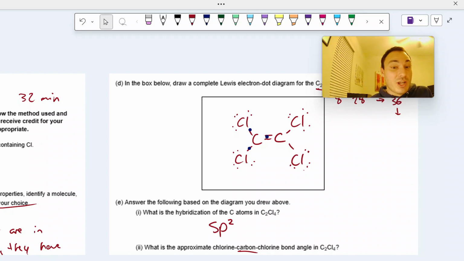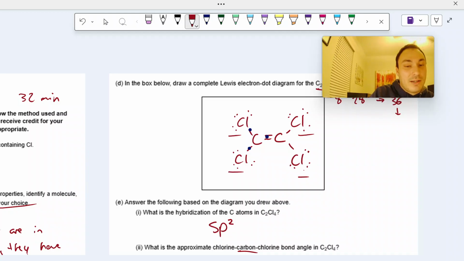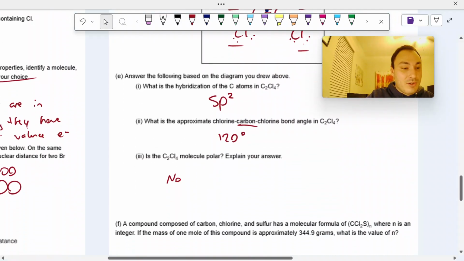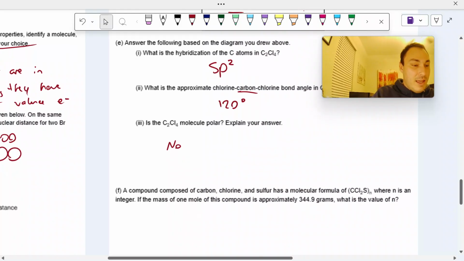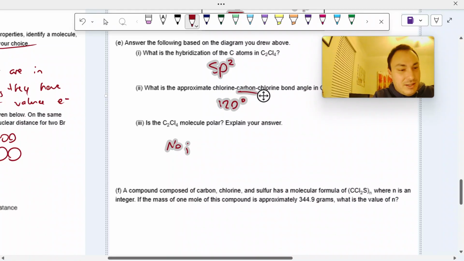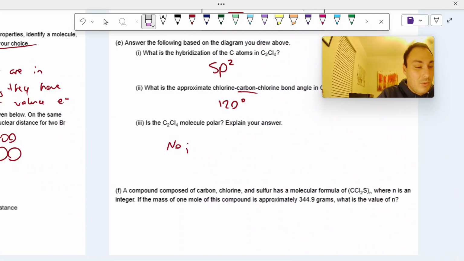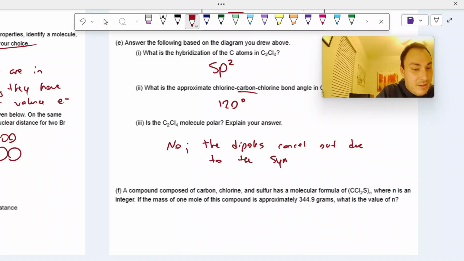Trigonal planar is a shape that can cancel out dipoles. And then all of the appendages, for lack of a better term, are chlorines, and they're all the same. So that is non-polar. All we really need to say here, because explain is a kind of awkward one to explain, is something like: the dipoles cancel out due to the symmetry of the molecule. Good.